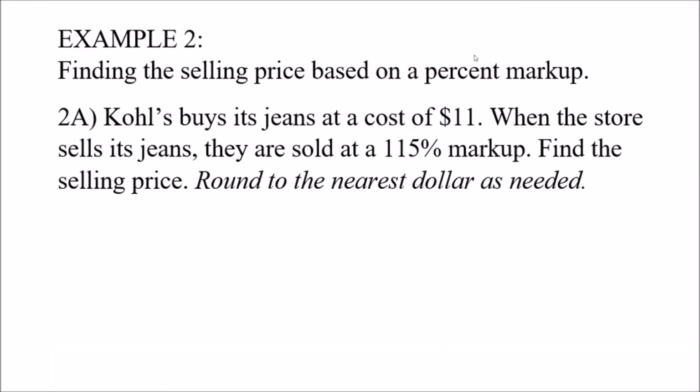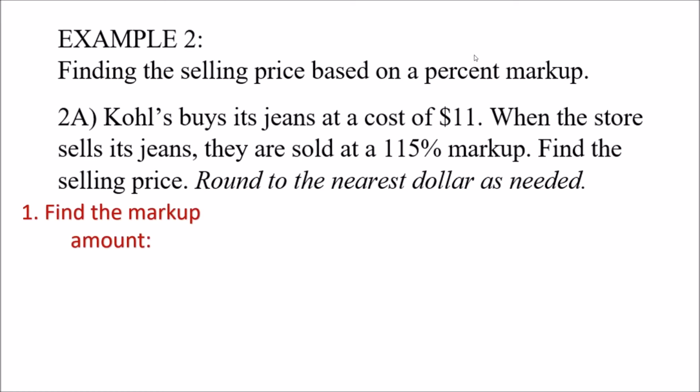Now we're on to the inside top left of your notes. This problem is going to be asking for us to find the selling price based on the percent markup. So we have Kohl's buys its jeans at a cost of $11. When it sells the jeans, they are marked up 115%. So we need to find the selling price. And it does say to round to the nearest dollar as needed.